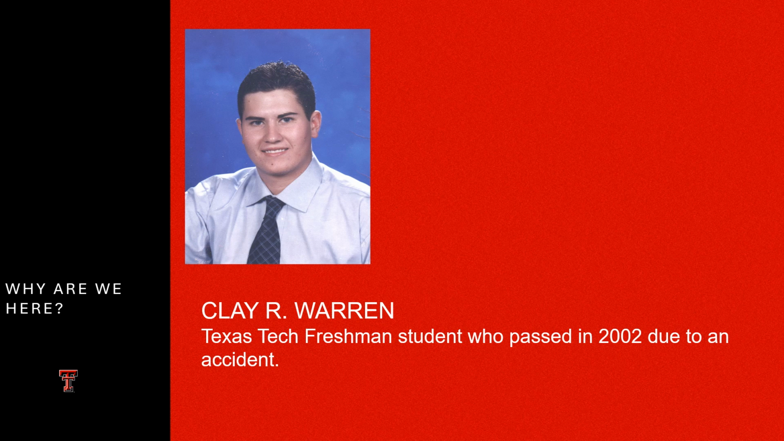As a result of Clay's death, his parents, with help from the local and state representatives, authored legislation to require statewide risk management training for all members and advisors of student organizations at both public and private universities within the state. Their goal of this training was to prevent accidents like Clay's from happening again. This training took effect on September 1st of 2007, and it's known as Texas Senate Bill 1138 or HB 2639. This law is also officially known as the Clay R. Warren Bill.